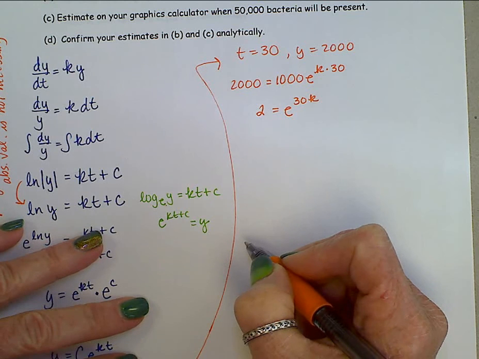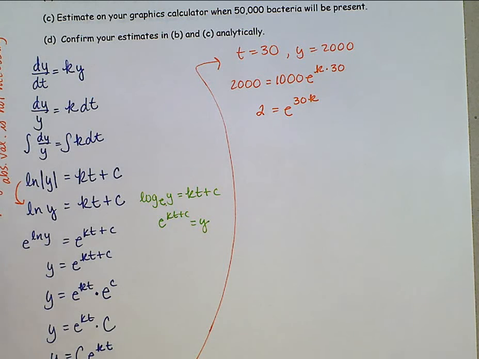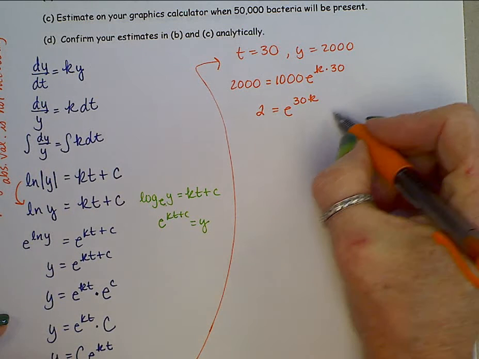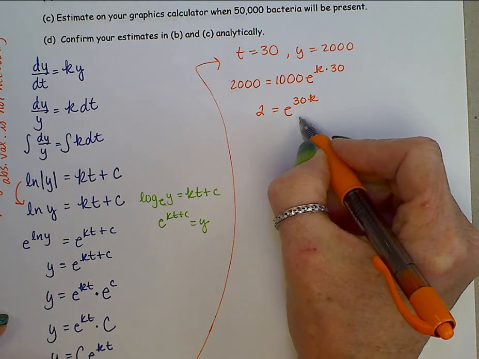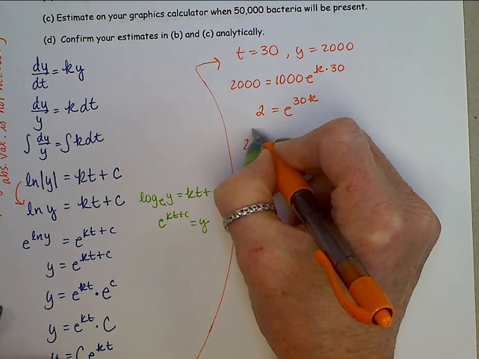There are two ways to solve this, and I'm going to show you both ways. There's benefits and hindrances to both methods, so let me show you. Probably the one that you're least familiar with, let me show you that one first actually. What if we raised both sides to the 1/30th power?